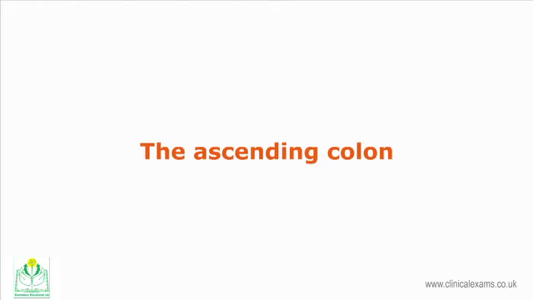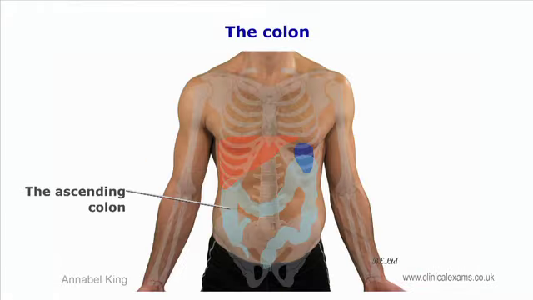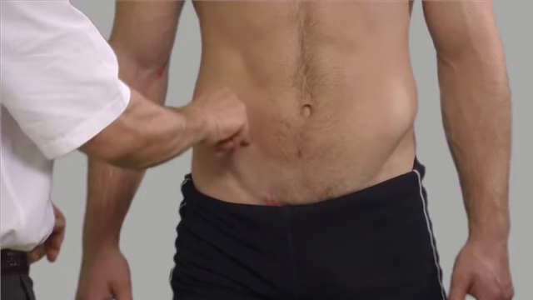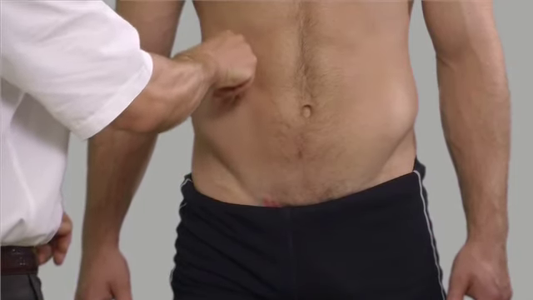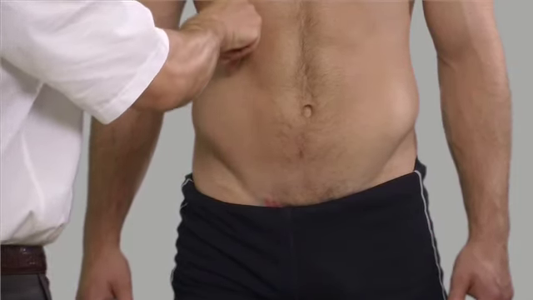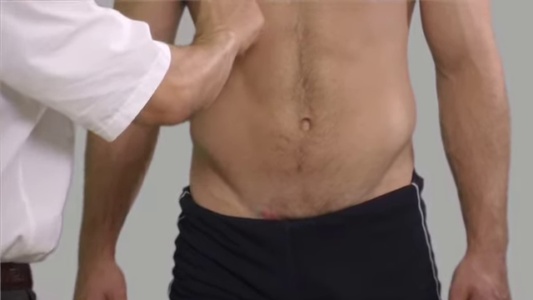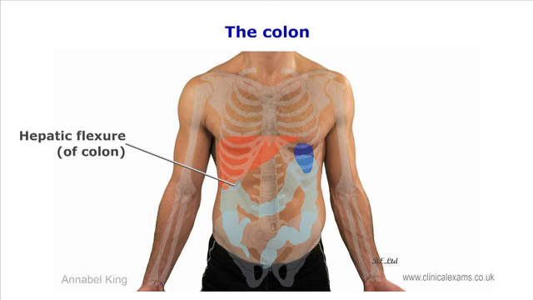The ascending colon. It starts from the caecum in the right iliac region and ascends retroperitoneal along the mid-clavicular line until the right costal margins at the transpyloric plane. Here it folds backwards and to the left, known as the hepatic flexure.